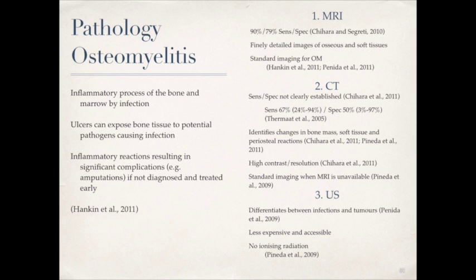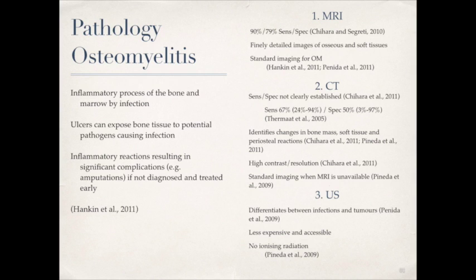According to the literature, MRI was found to be the most favourable imaging technique for detecting osteomyelitis, with high sensitivity and specificity rates of 90% and 79% respectively. They produce finely detailed images of osseous and soft tissue, and they are the standard imaging for osteomyelitis. The sensitivity and specificity of CT has been found to be 67 and 50%. However, this has not been clearly established, as it has also been as low as 24 and 3%.